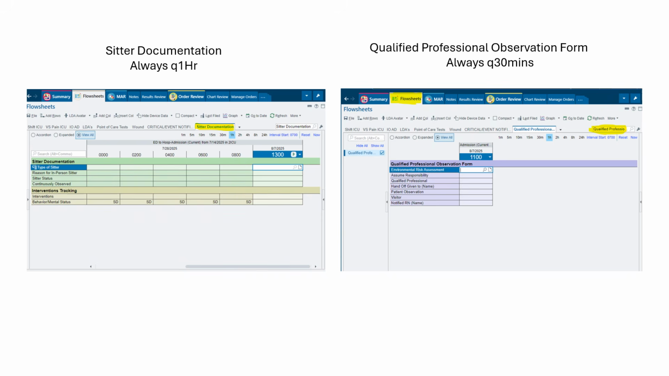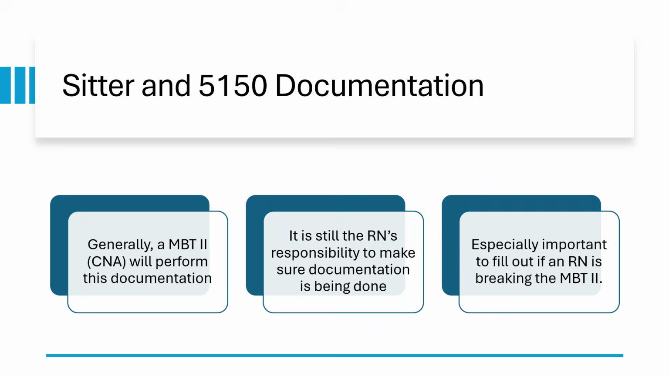Here are examples of both of the flow sheets. You will find the sitter documentation flow sheet can be accessed by typing in sitter documentation, and the qualified professional flow sheet can be accessed by typing in qualified professional flow sheet. Generally, a mobility tech or a CNA will perform this documentation. However, it is still the nurse's responsibility to make sure this documentation is being done. And if you're being asked to break a sitter or a mobility tech, you need to be completing this documentation.